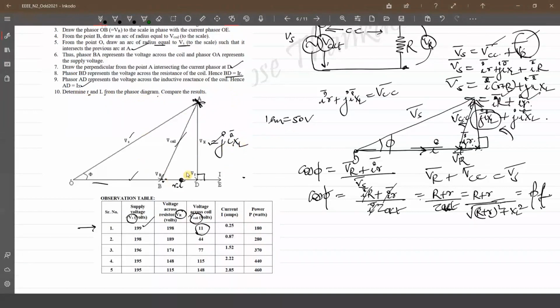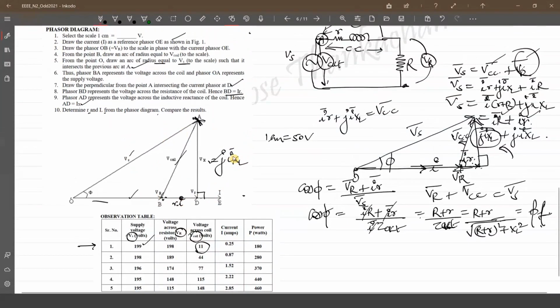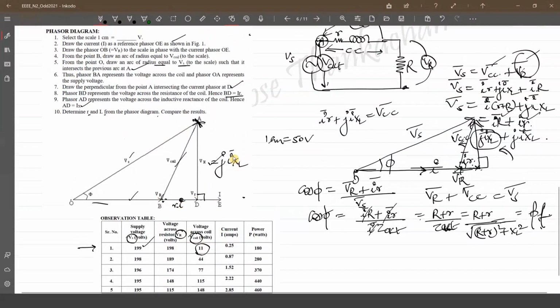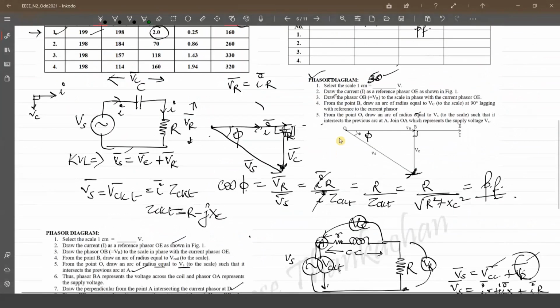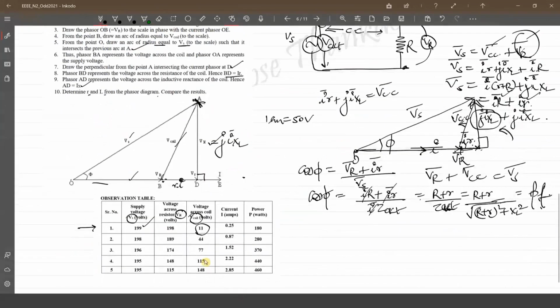So R and L you can find out from this phasor diagram also, because small r is from this magnitude BD divided by I magnitude. If you calculate, you'll get small r. And this is I into XL, from which you find XL, then you find the L value. So that also you can find out from the phasor diagram. This phasor diagram you also have to draw for the B part of the experiment. Fine. So this is your experiment number 2.